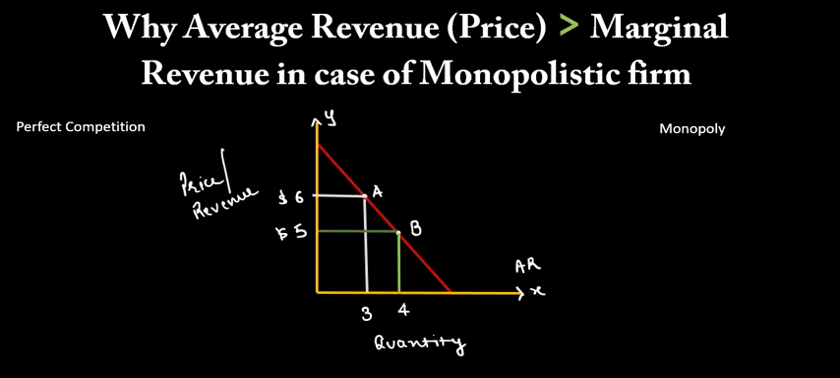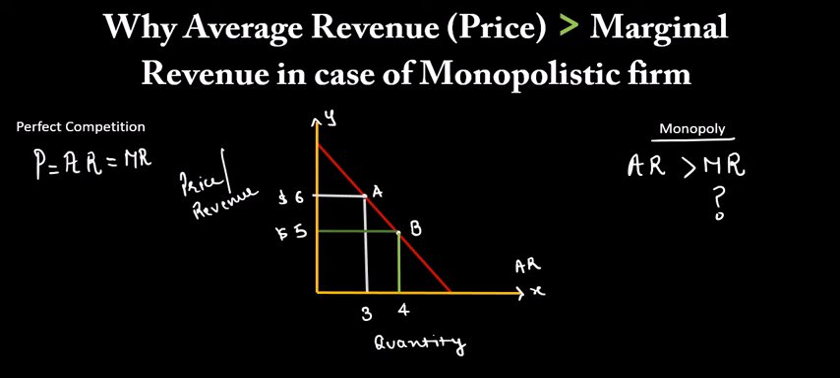So we have studied that in case of perfect competition, price, which was also equal to average revenue, is always equal to marginal revenue. But this is not the situation in case of monopoly, because in monopoly, the average revenue is more than the marginal revenue. So let us find out what is the reason behind this situation.